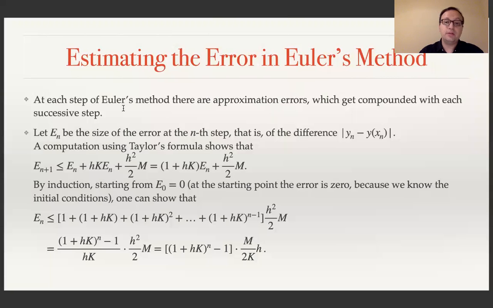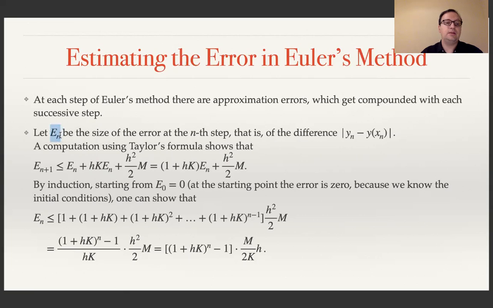So these errors are committed at each step when we use Euler's method, and then they get compounded with each successive step. So an error committed at step 1 gets magnified at step 2, and gets magnified even further at step 3. So in other words, the error will increase exponentially with the number of steps. Okay, so let's try to actually estimate the error.